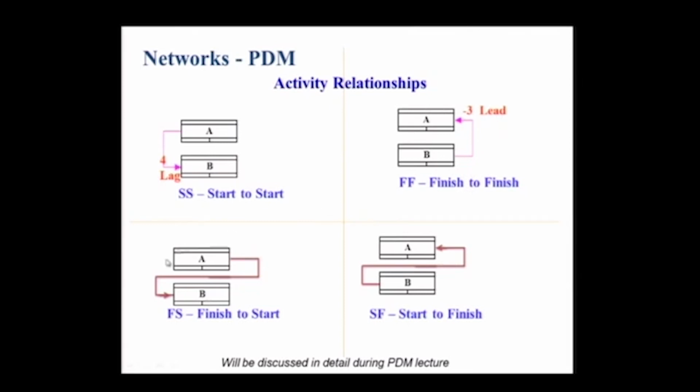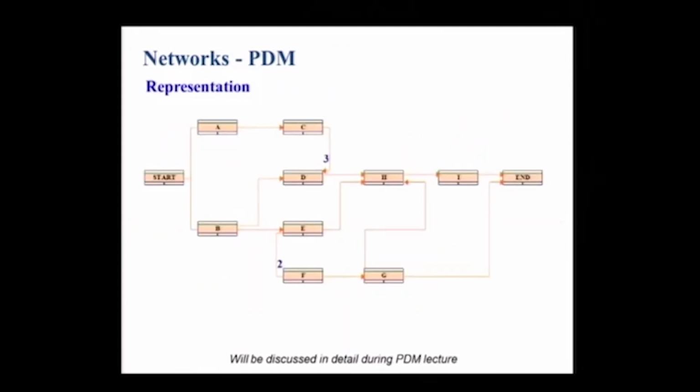You can have the conventional finish-to-start relationship and a not so commonly used start-to-finish relationship. We will take more of this during the lecture on PDM. We have a few sessions on PDM, so we will take more of it then. A PDM network will look something like this, where you have the various relationships shown, and this can also get complicated to do by hand because of the different types of relationships involved. But again, we will take this up later in the PDM lecture.